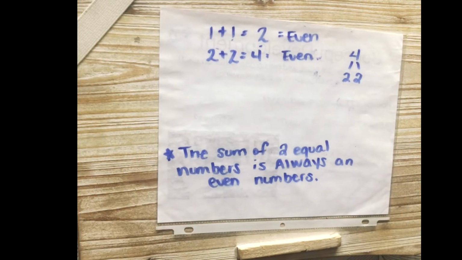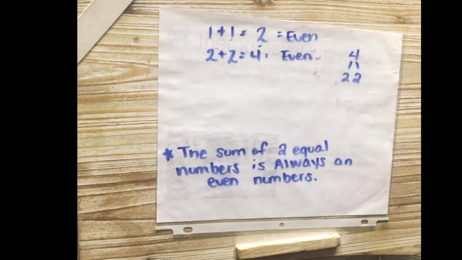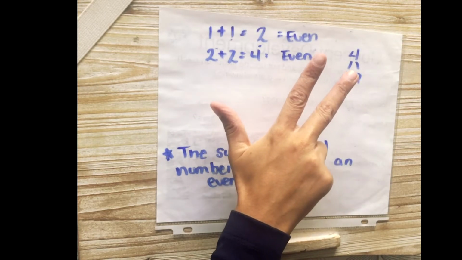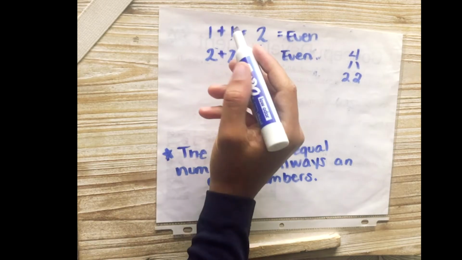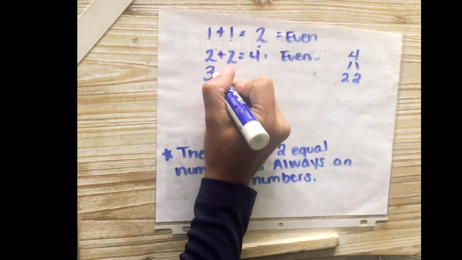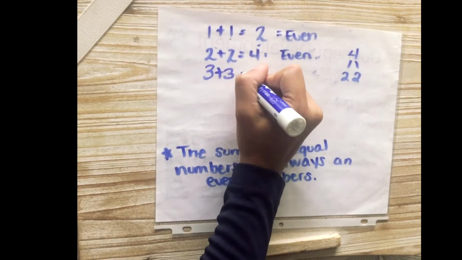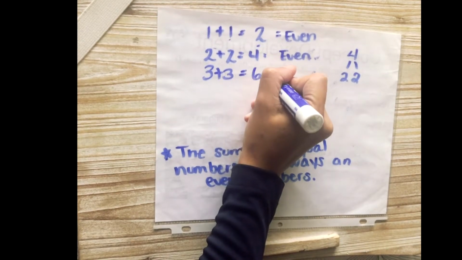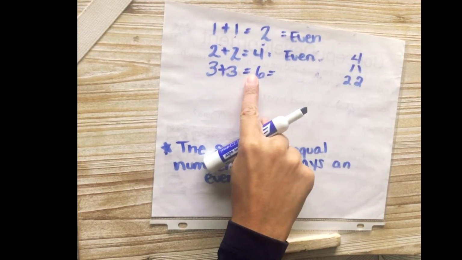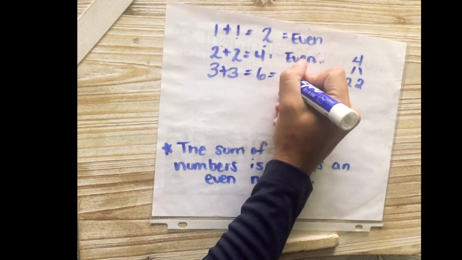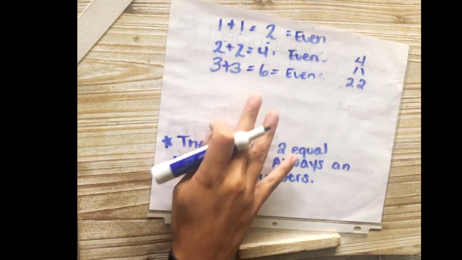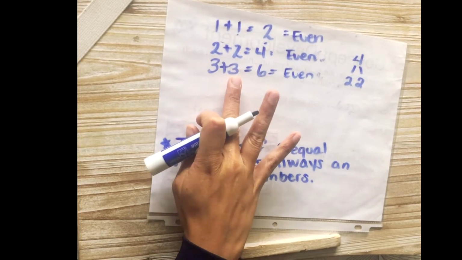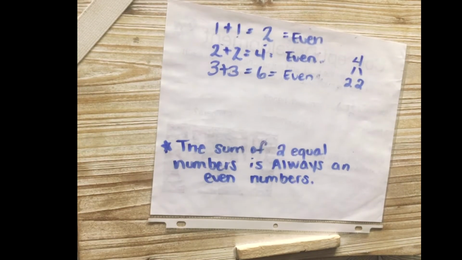If you said 3 plus 3, then you are correct. I had 3 fingers on this hand, and then I had 3 fingers on this hand. So I can say 3 plus 3 is equal to 6. And again, 6 is going to be an even number because I can take 6 and break it up into 2 equal groups of 3.